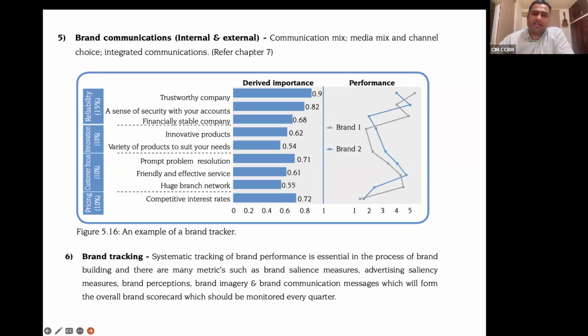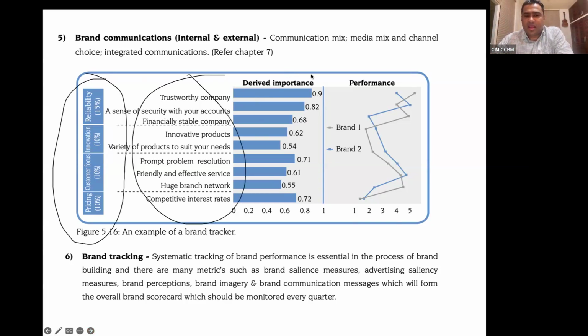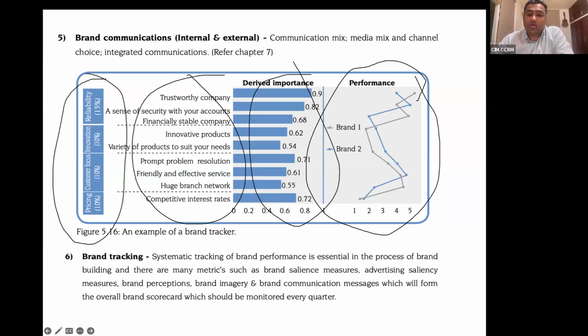You can track the brand. Here's an example of a brand tracker. This is done by a research company where you monthly or quarterly track your brand. You can see some factors and you will get a score based on the research of customers, and you can track your brand's performance and compare it with your competitors. So brand 1 can be you, brand 2 can be your direct competitor.